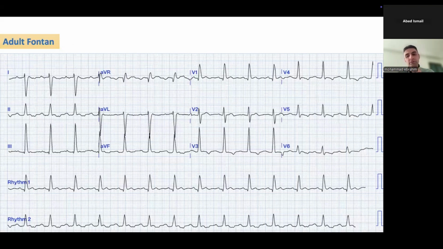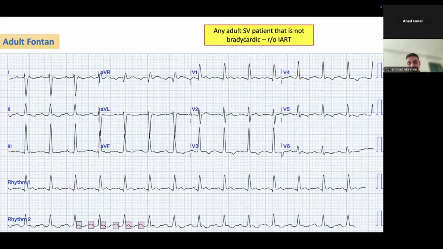I would like to end with an example. This is an adult Fontan patient presenting with palpitations. If you see the ECG, the patient is barely tachycardic. You could argue this might be just simple sinus tachycardia, but if you look very carefully, there are 2 P waves for every QRS, raising suspicion, of course.